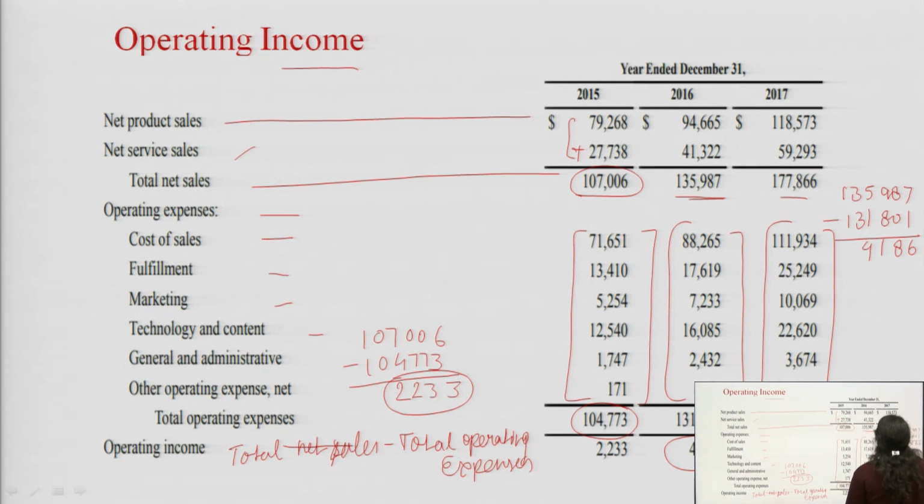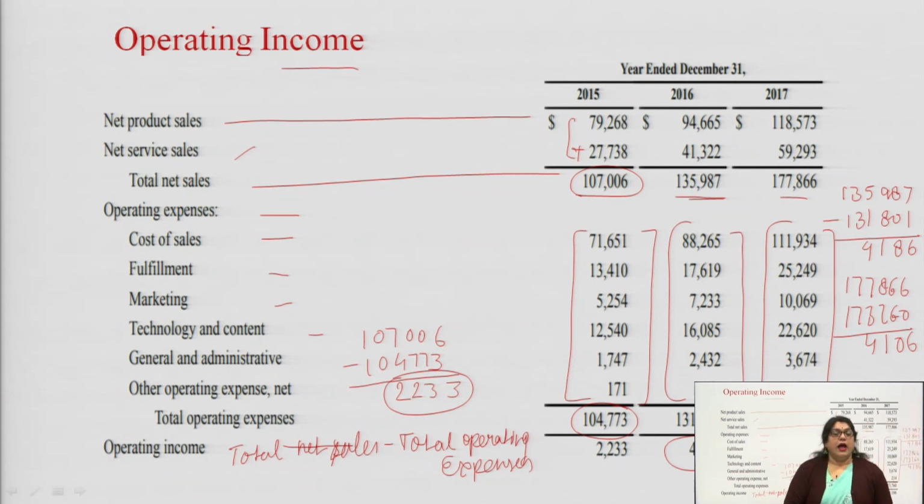The same pattern we will do for the last year also: 177,866 minus 173,760. It will come out to 4,106. So how are we calculating the operating income? Once you are preparing the income statement, you are considering all the expenses and all the sales, meaning the total sale, the net sales which we have done, and now we are subtracting the expenses from it.